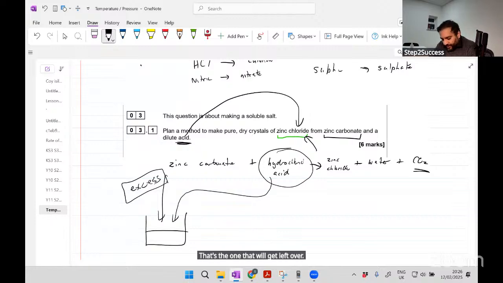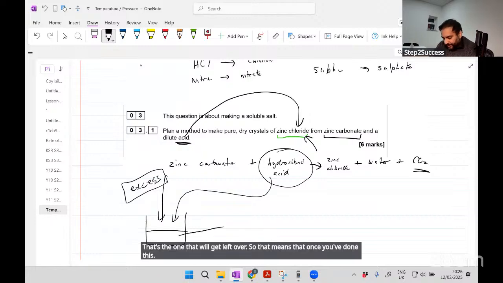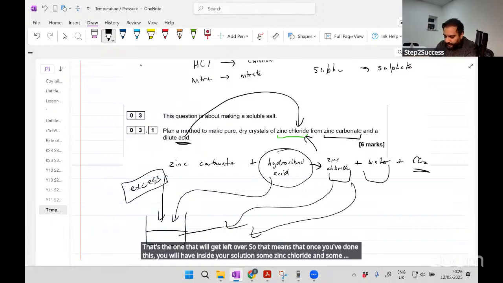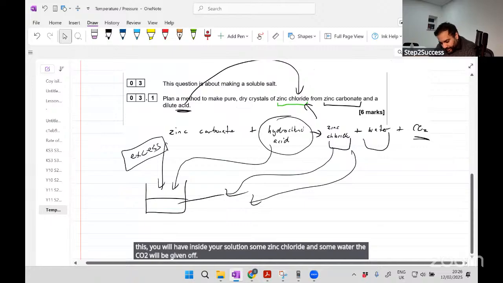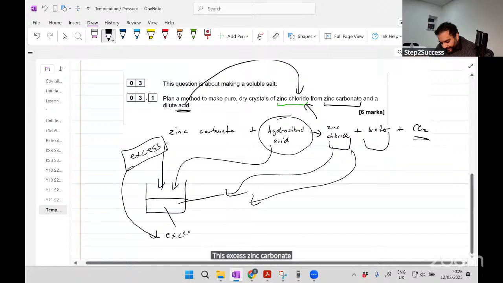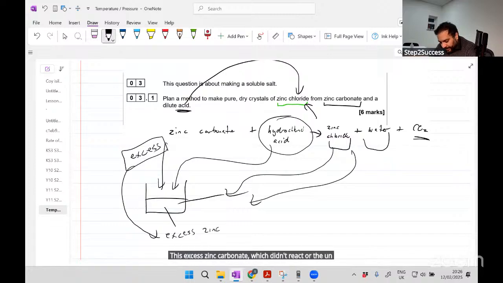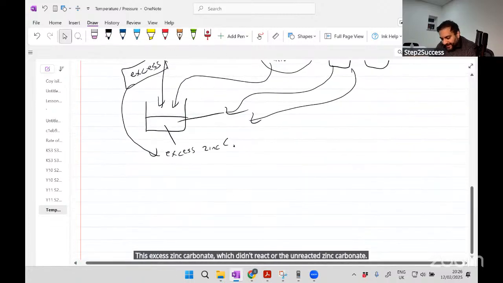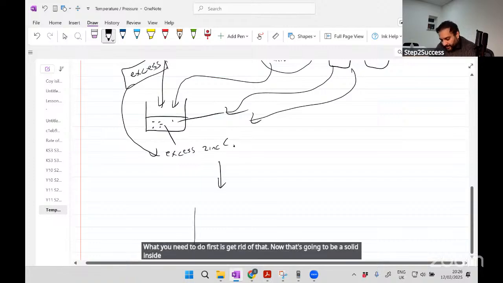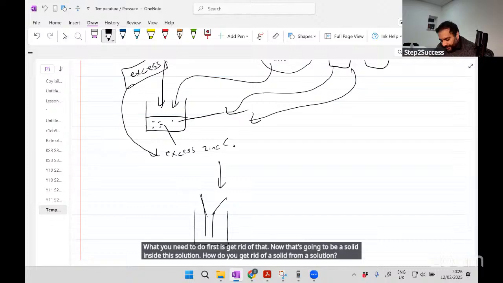So that means that once you've done this, you will have inside your solution some zinc chloride and some water. The CO2 will be given off, you can ignore it. But you will also have this excess zinc carbonate, which didn't react, or the unreacted zinc carbonate. What you need to do first is get rid of that. Now, that's going to be a solid inside this solution. How do you get rid of a solid from a solution? You filter it out with some filter paper.